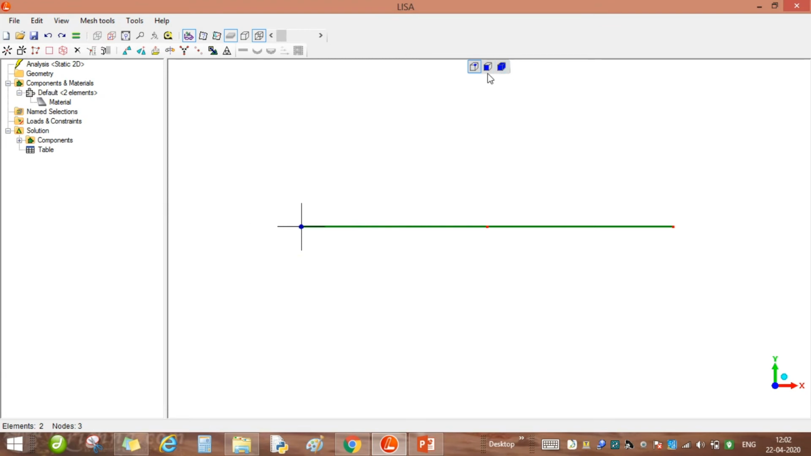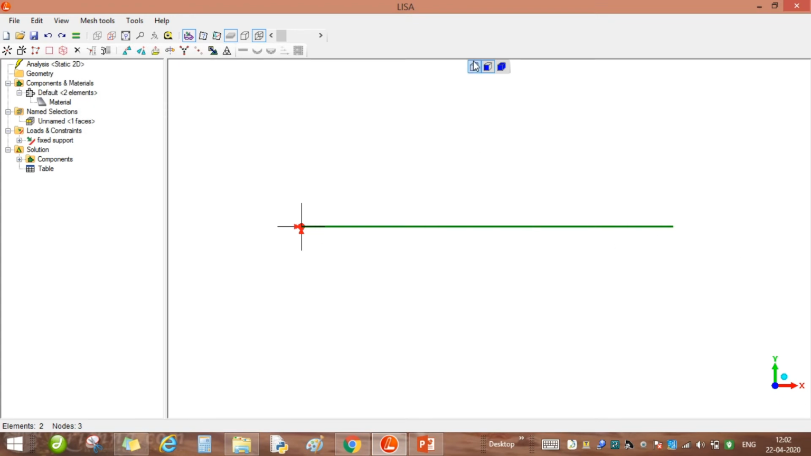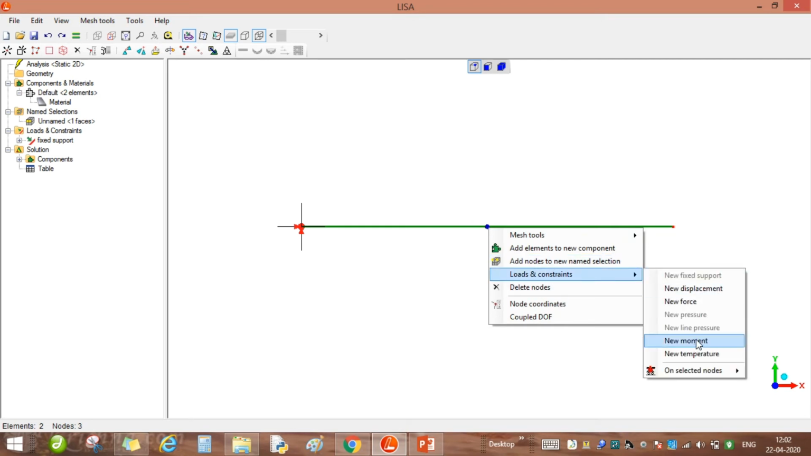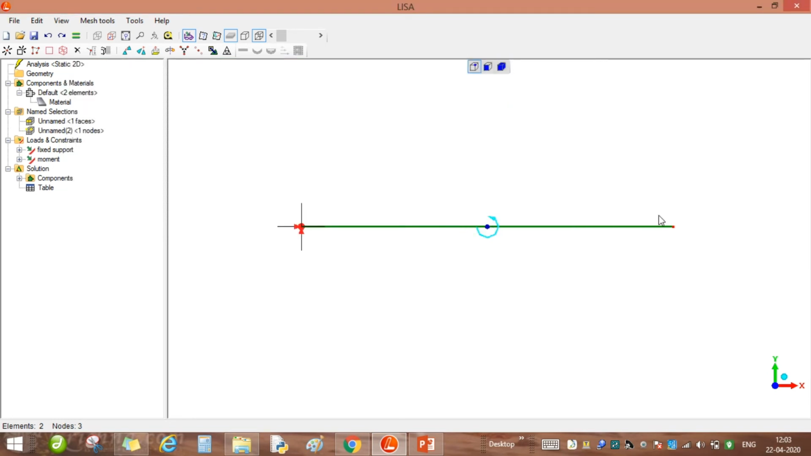Now we can introduce the support. We have fixed support here, and we have to apply the moment load here. Load and constraint, new moment, and then I can apply the moment about the z-axis. What was the value? It was 2.5 kilonewton meter. So this is 2.5 into 10 to the power 6, so there will be 5 zeros, 3, 4, 5, I suppose it is right. So this is about the moment. Now it is appearing here.